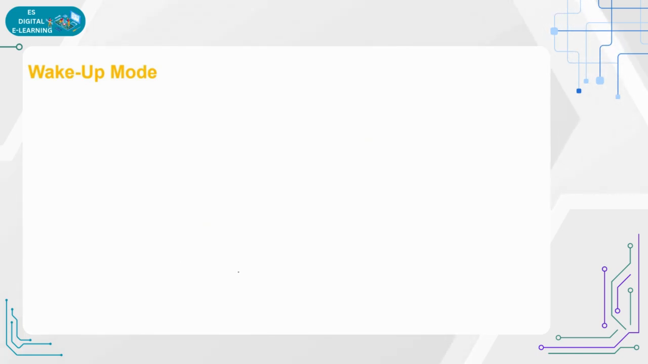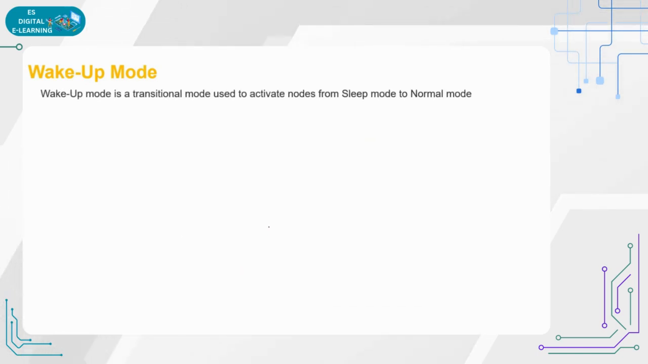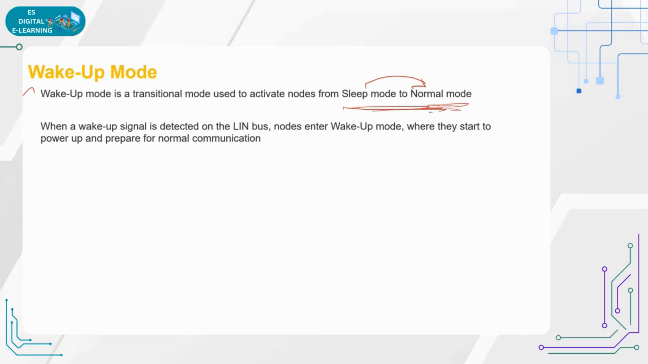And next is wake up mode. As we know, whenever it is in sleep mode, we need to wake up from sleep mode to normal mode. That we consider wake up mode. So from sleep to normal mode. We know about normal mode, where the exchange of information is happening and data is transferred. In wake up mode, a wake up signal is detected on the LIN bus.